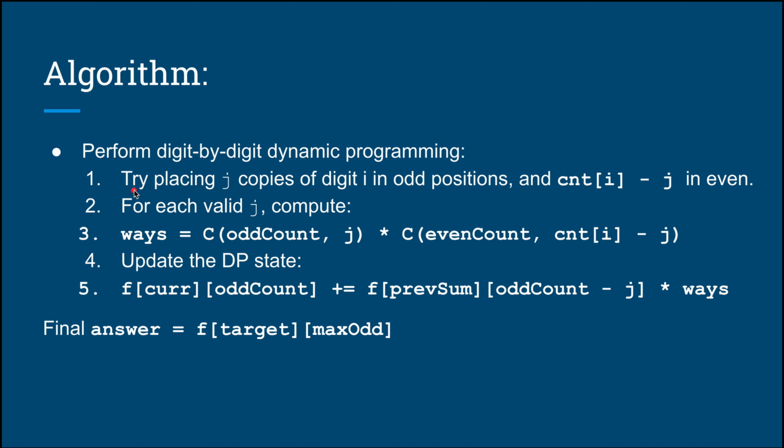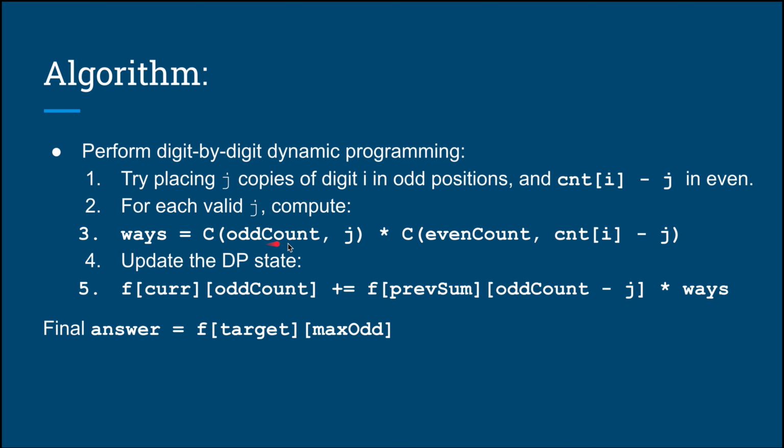So let's try placing j copies of digit i in the odd position, and the rest count minus j in the even position. For each valid j, we will compute the ways. We'll do C of odd count and j, and we'll multiply by C of even count and count minus j, right? And we will find the ways. Then we'll update the dp, right?